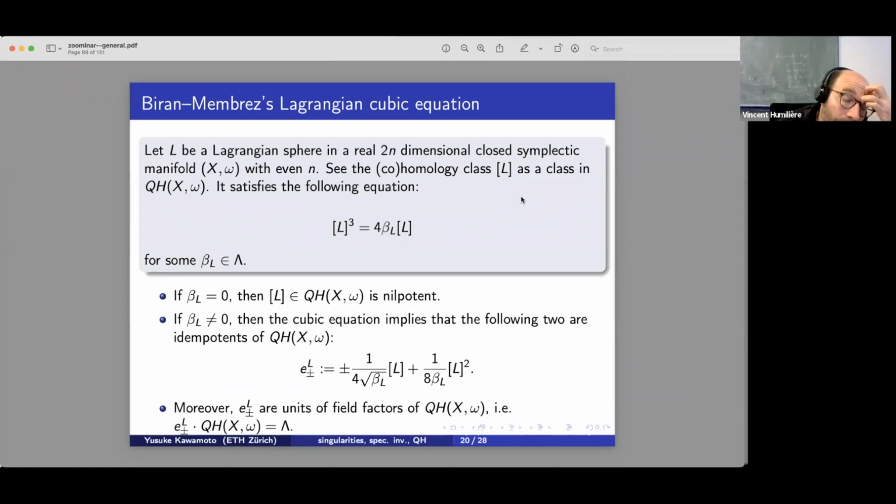Okay. Otherwise, it's a pretty general result. So yes, this is general. Here, there's no semi-simplicity or anything. But maybe you need some monotonicity or something. No. Biran and Membrez actually proved it under monotonicity, but it was generalized by Sanda afterwards. Yeah, I should have pointed that out. Thank you very much. Biran and Membrez's original statement was under monotonicity.